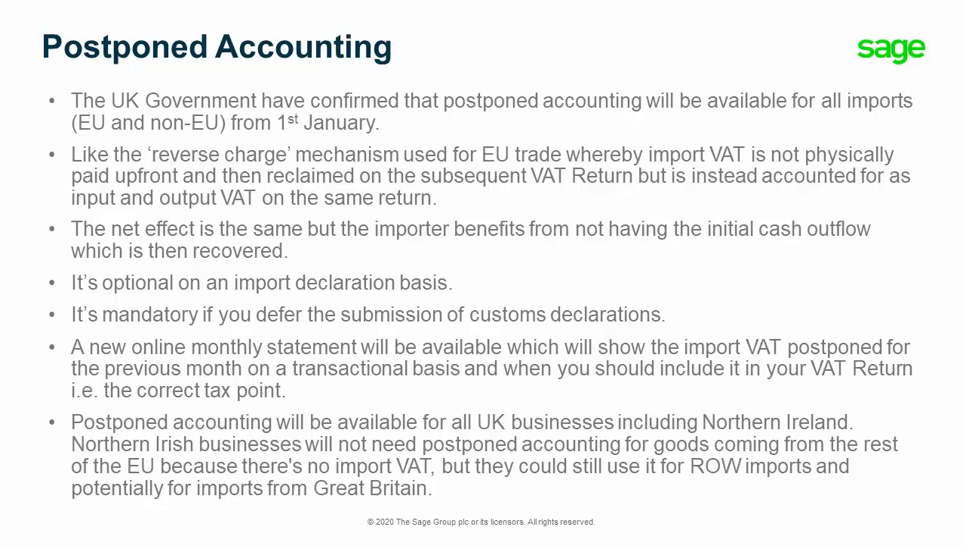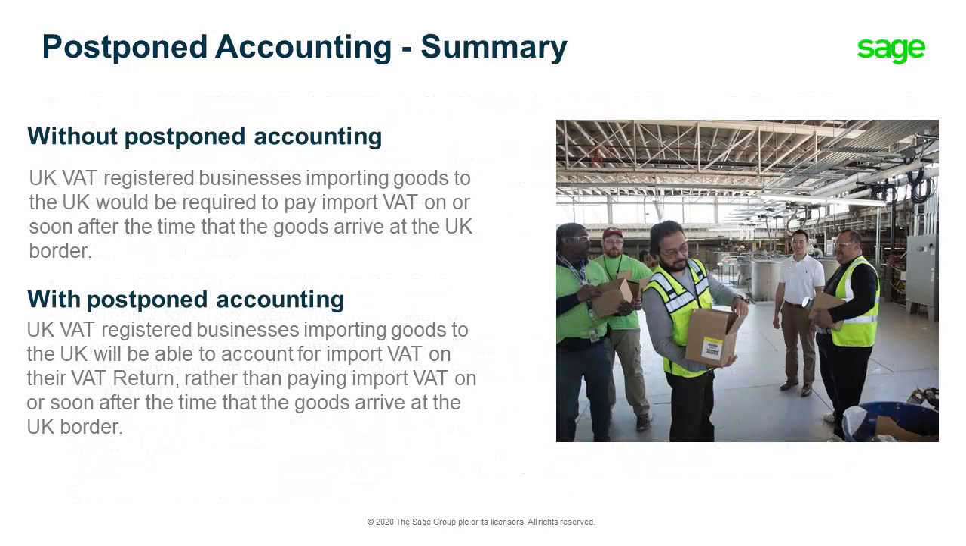A new online monthly statement will be available, which will show the import VAT postponed for the previous month on a transactional basis, and when you should include it in your VAT return, i.e. the correct tax point. Postponed accounting will be available for all UK businesses, including Northern Ireland. Northern Irish businesses will not need postponed accounting for goods coming from the rest of the EU because there's no import VAT, but they could still use it for rest of the world imports and potentially for imports from Great Britain.